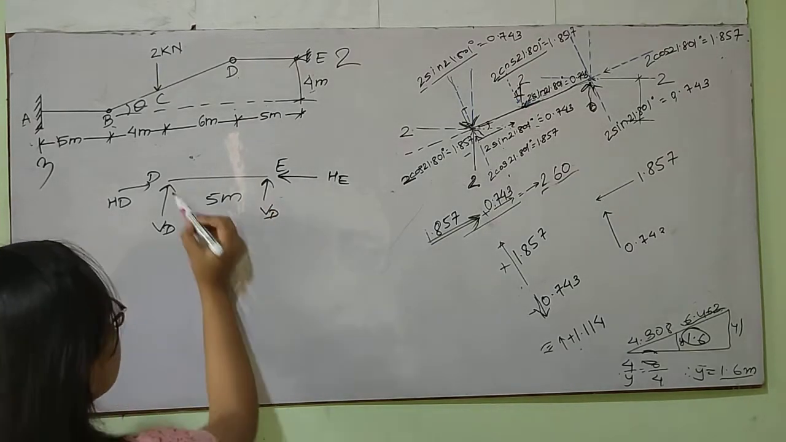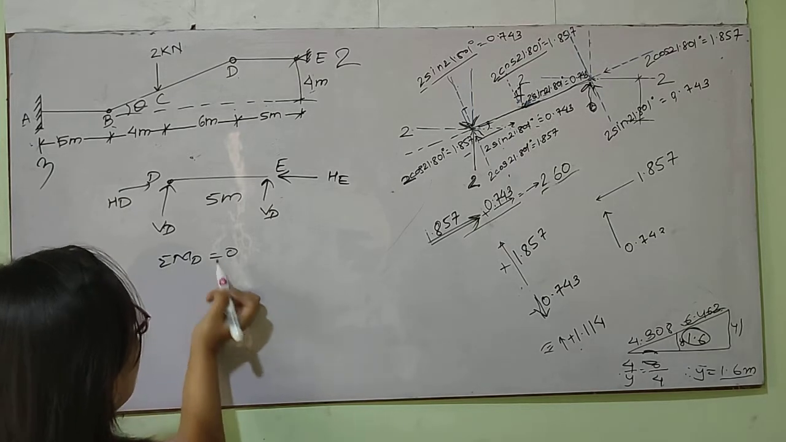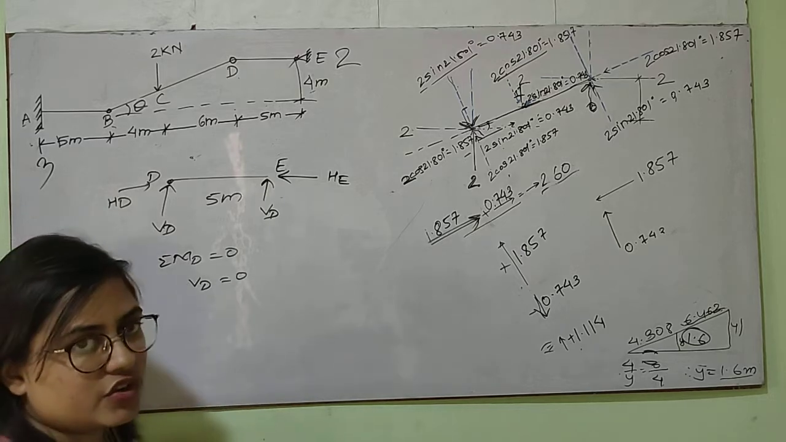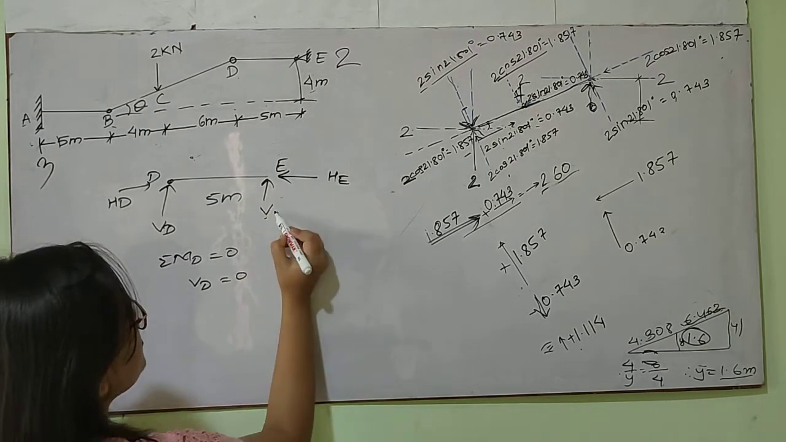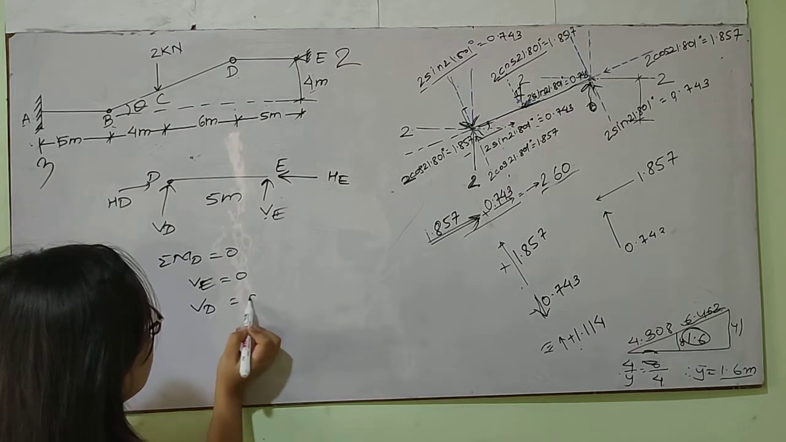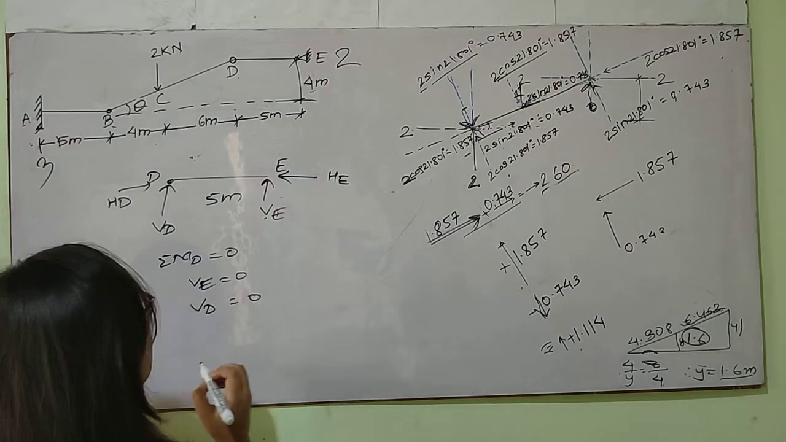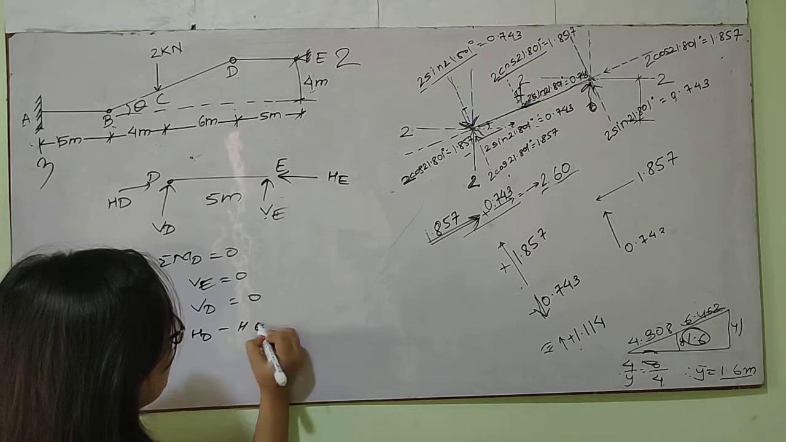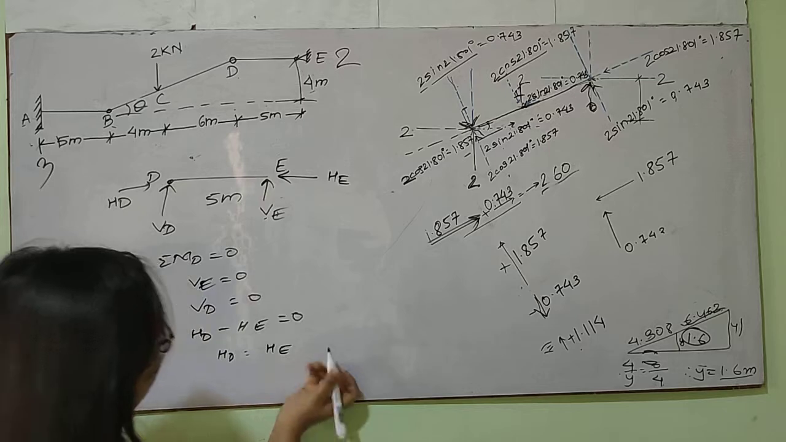Now, if I take the moment about the point D is equal to 0, I'll simply get VD as 0 because there is no external reaction. Since VE is equal to 0, I'll simply get VD is equal to 0. I think I don't need to explain this. Now, HD minus HE is equal to 0. So, HD is equal to HE.